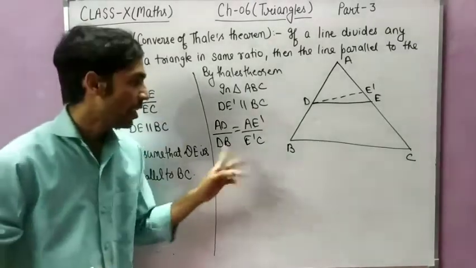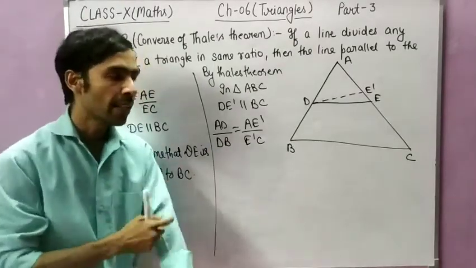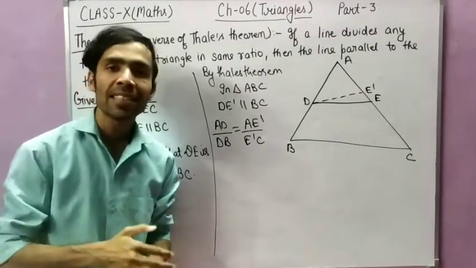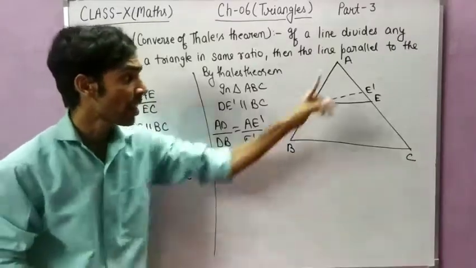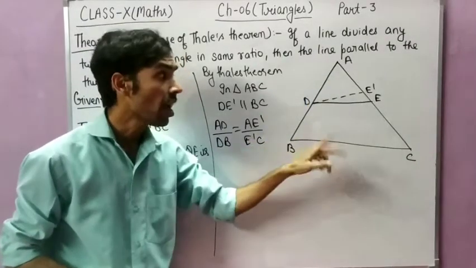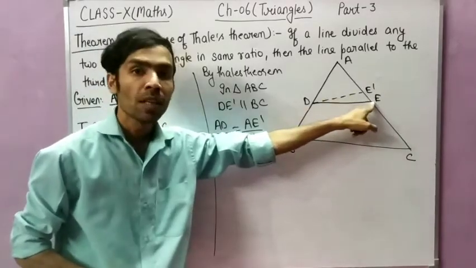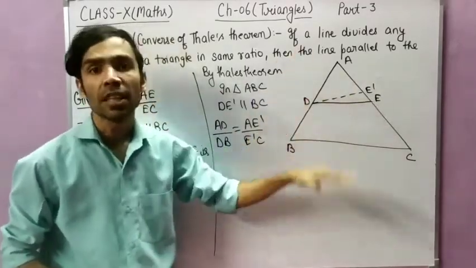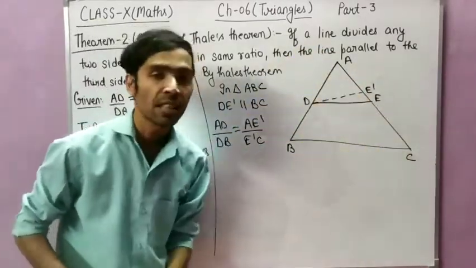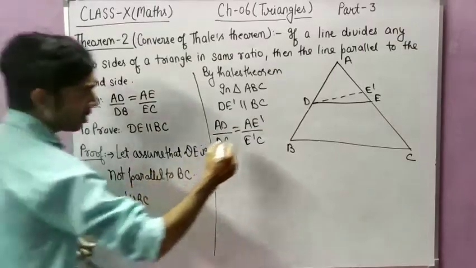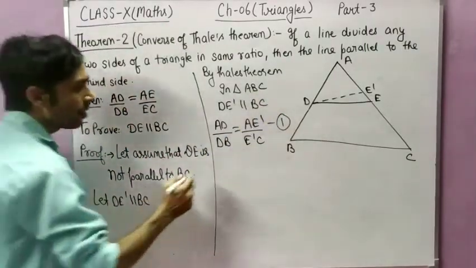ओके, आप कल ही मैंने आपको बताया था in the previous class, that if a line is drawn parallel to one side of the triangle intersecting the other two sides AB and AC at distinct points, and the points are D and E dash, so the two sides of the triangle will be divided in the same ratio, so AD upon DB will be equal to AE dash upon E dash C. So suppose this is equation number 1.